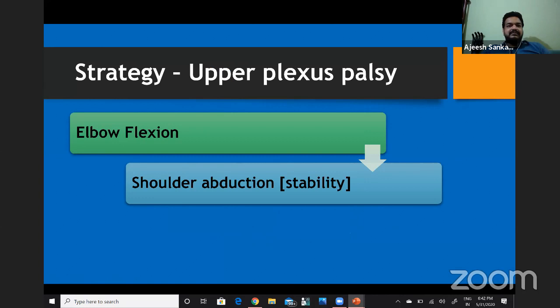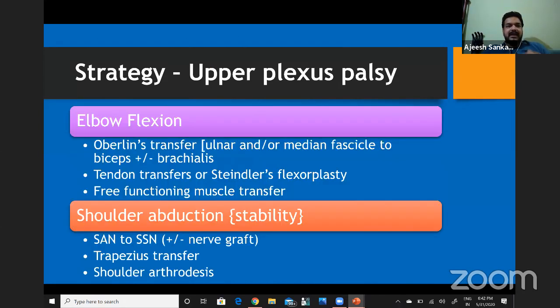So for an upper plexus palsy, in a patient with a lack of elbow flexion and a lack of shoulder abduction, or at least lack of shoulder stability, what we need to provide are these two movements. And the primary choice for these patients now would be what's called an Oberlin's transfer, which is a transfer of a part of the ulnar or the median fascicle to the biceps and or the brachialis, depending on the status of the ulnar and the median nerves.